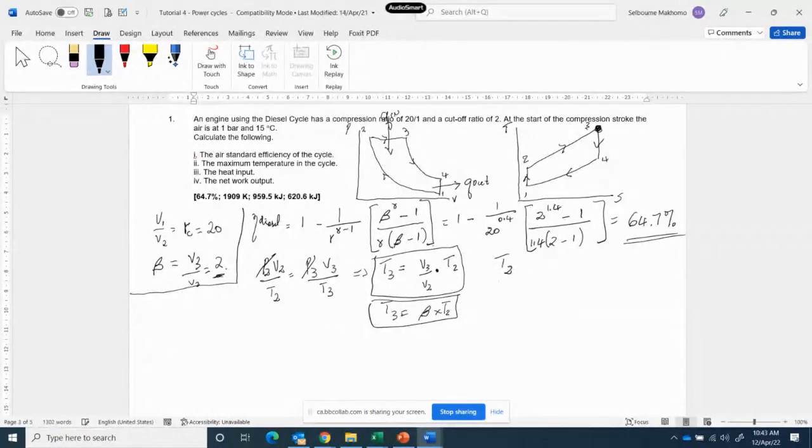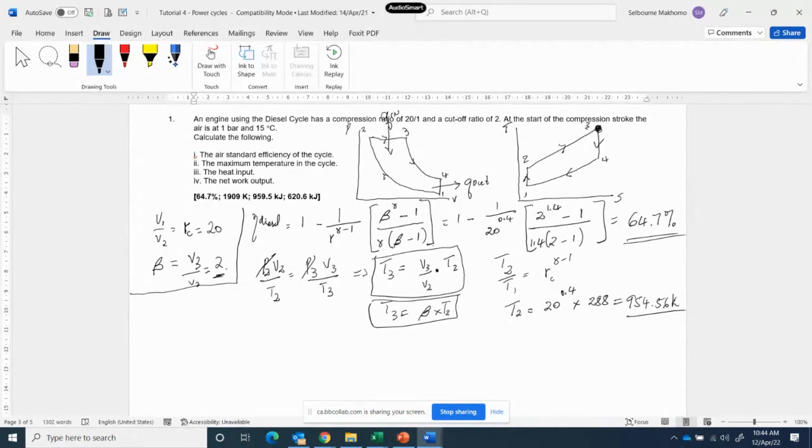From the previous question, we said T2 over T1 is rc to the power gamma minus 1. Therefore, T2 is going to be 2.0 to the power 0.4 multiplied by T1. What is T1? T1 is 288. And the answer is T2 is equal to 954.56 Kelvin.